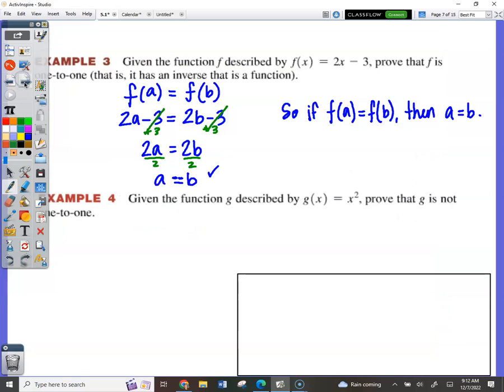Alright? So let's make a note. So f of x is, now how do you write 1-to-1 without having to write it out? This is the abbreviation, 1:1. That stands for 1-to-1.